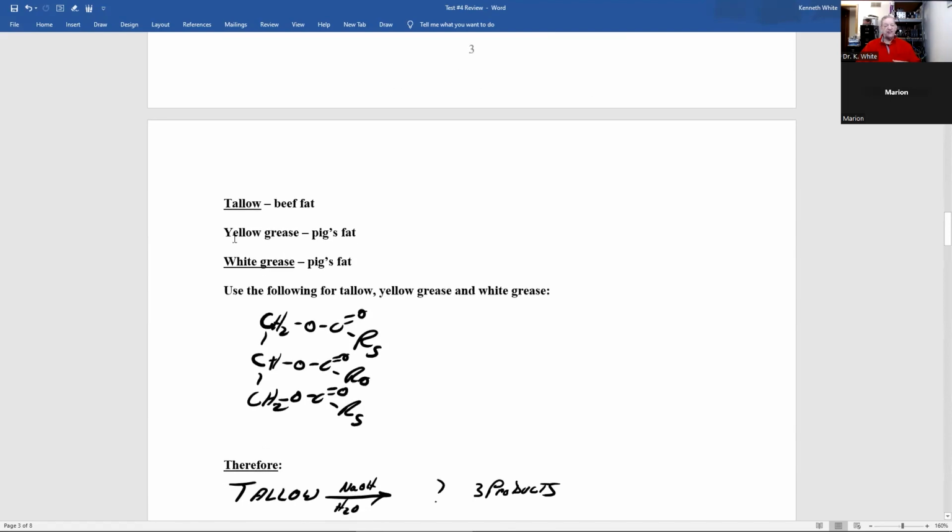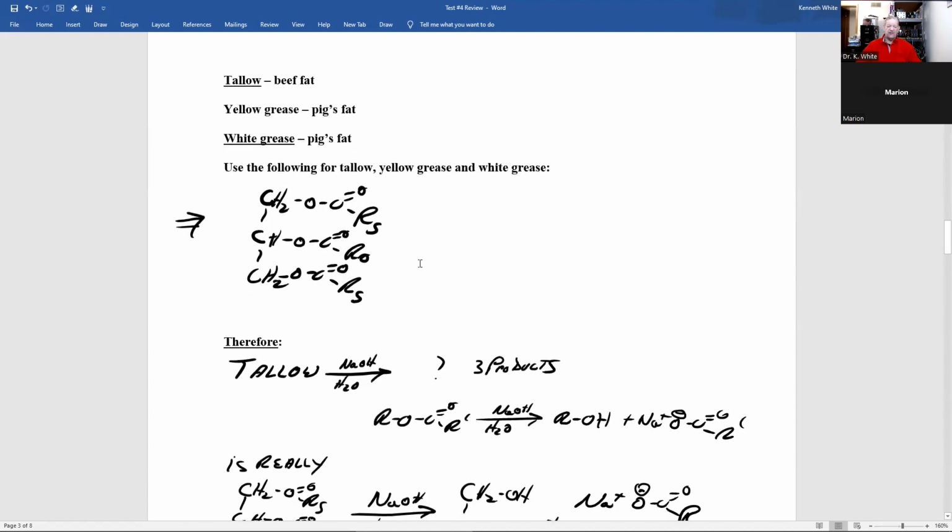Now, since I worked in this industry, I taught you, and you should know, tallow is beef fat, yellow grease is pig's fat, and white grease is another type, a higher quality pig's fat. Now, to give you a real feel about what's happening in the real world, I came up with this approximation right here for tallow, yellow grease, and white grease. And you have R sub S, which is a stearyl group, R sub O, oleyl, R sub S, stearyl. The R sub O has a double bond in it. But for this part, we're using shorthand.